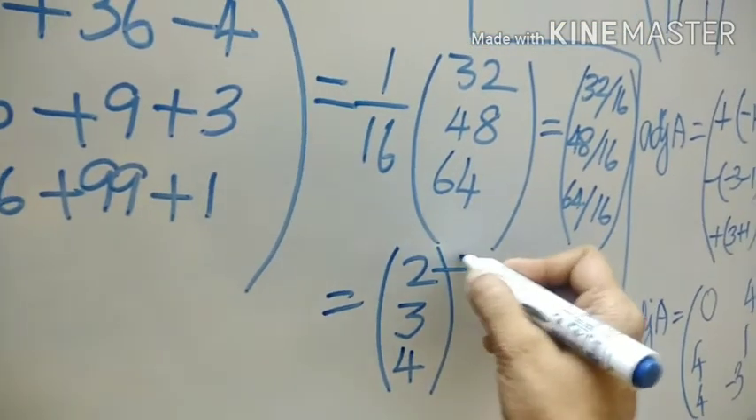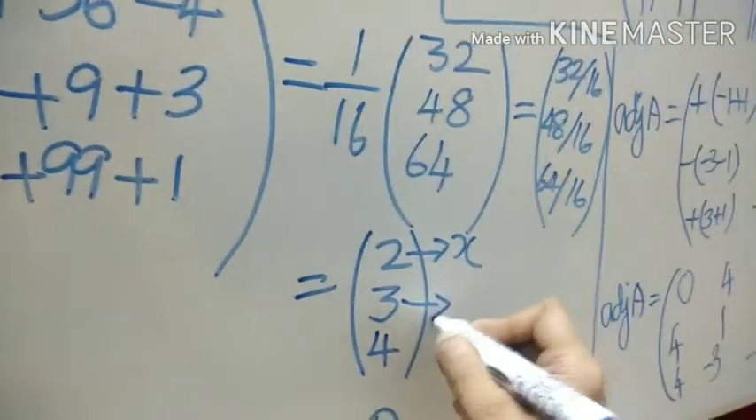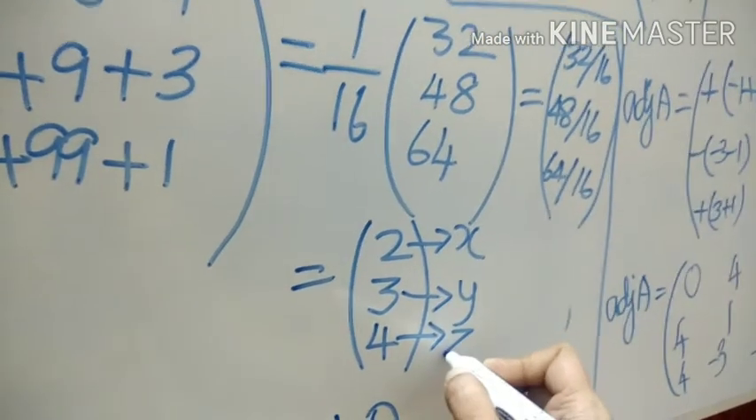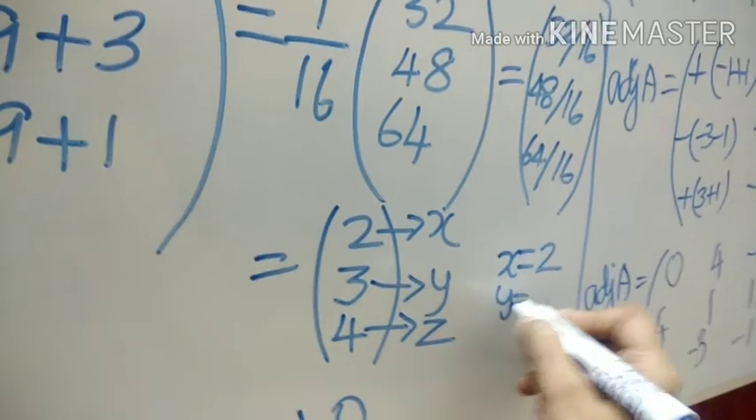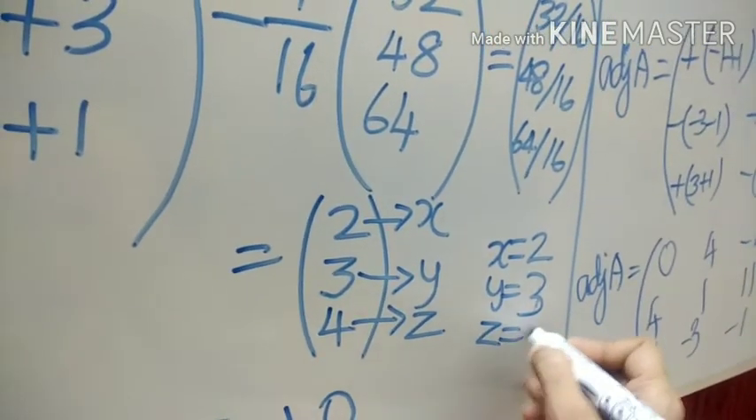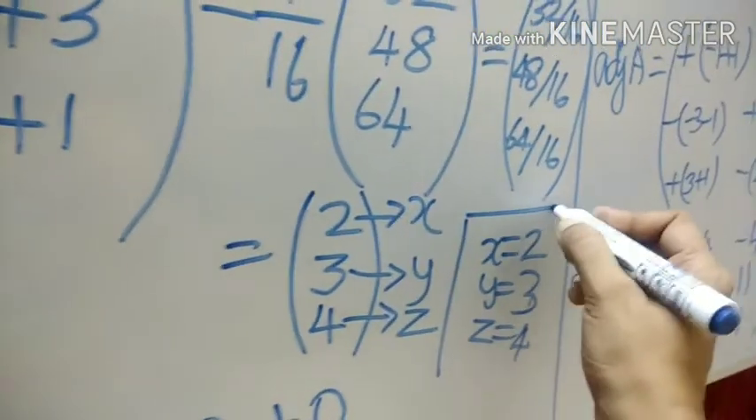And as before, this number I call X, this number I call Y, and this number I call Z. So let me write X is equal to 2, Y is equal to 3, and Z is equal to 4, and this is the required solution.